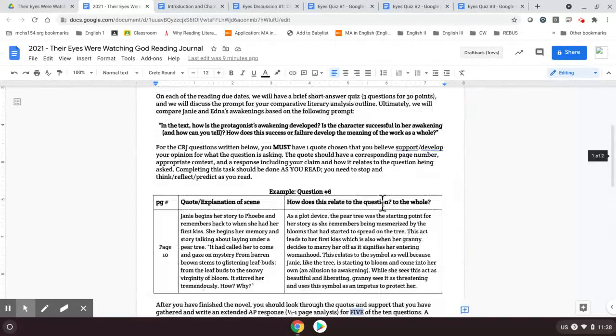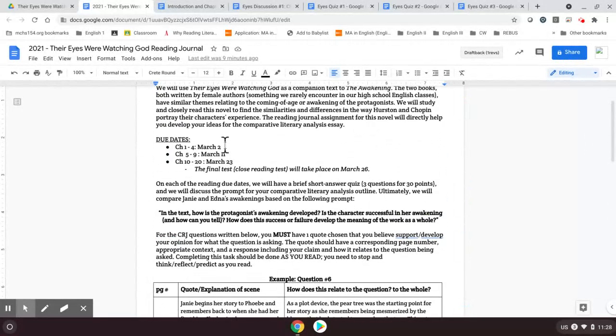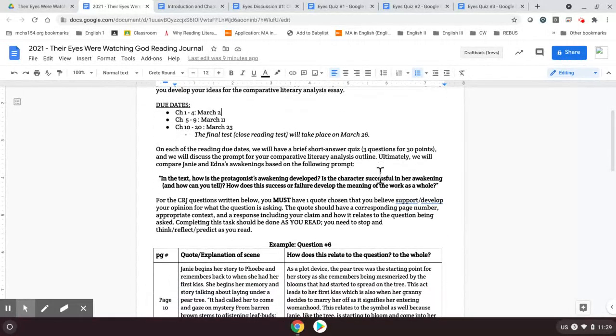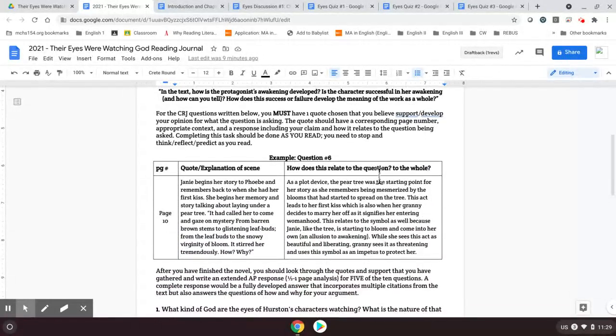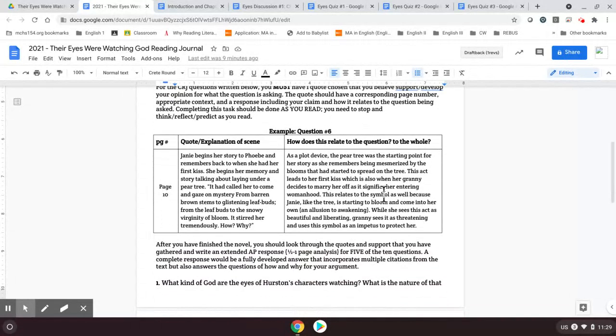All right. So as we read, here are your due dates. For the quiz, you can bet on it being a day or 2 days after, depending on if it's a Tuesday or there's a Wednesday in between. After the due date is when you will have your 3-question quiz. At the end of the book, March 26th, you will have a close reading test. And that is also when you will have your due date for these 5 CRJ questions.